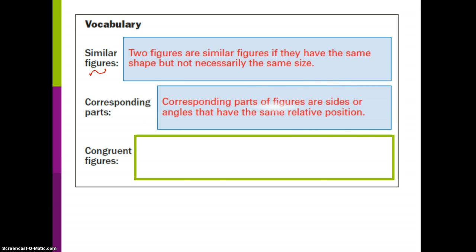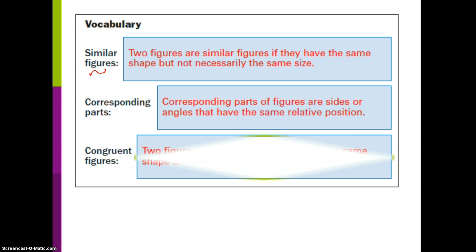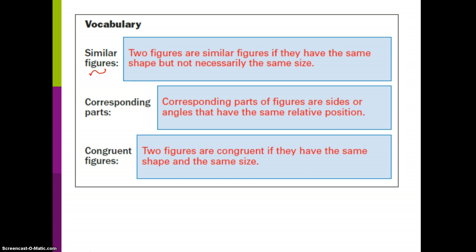Corresponding parts of figures, or sides or angles, have the same relative position. Congruent figures have the same shape and the same size. Congruent is represented by this notation, an equal sign. Let's try that again: an equal sign with a swivel on top.